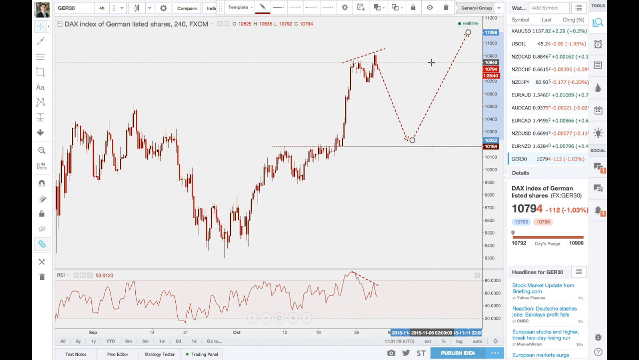So I hope that once again, this really gives you a clear picture as to what it means by a trend continuation setup and a counter trend trade.